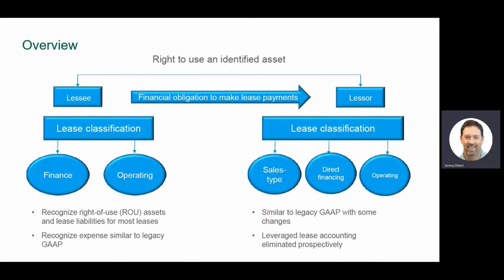This chart summarizes the various lease models under ASC 842, first showing the lessee models and then the lessor models. For the lessee, the leases are classified as either finance or operating, with the ROU asset and lease liability being recognized on the balance sheet for most leases and similar expense recognition patterns as the previous GAAP guidance in ASC Topic 840. For the lessor, the leases are classified as either sales type, direct financing, or operating, with very minor changes from the previous GAAP guidance in ASC Topic 840.